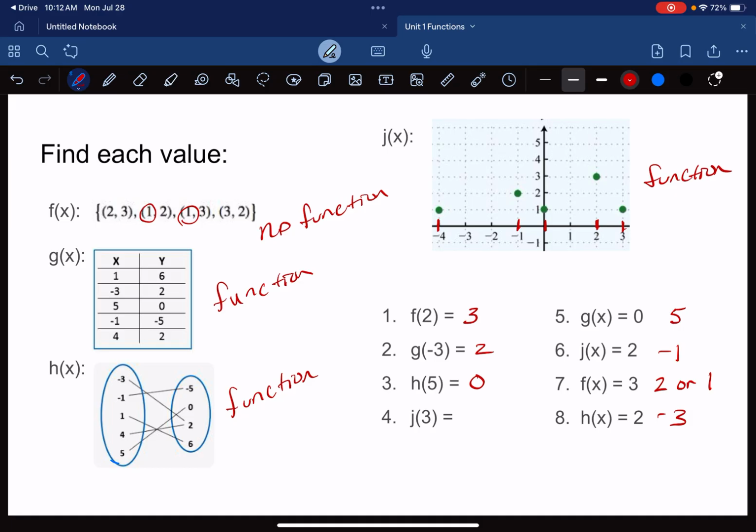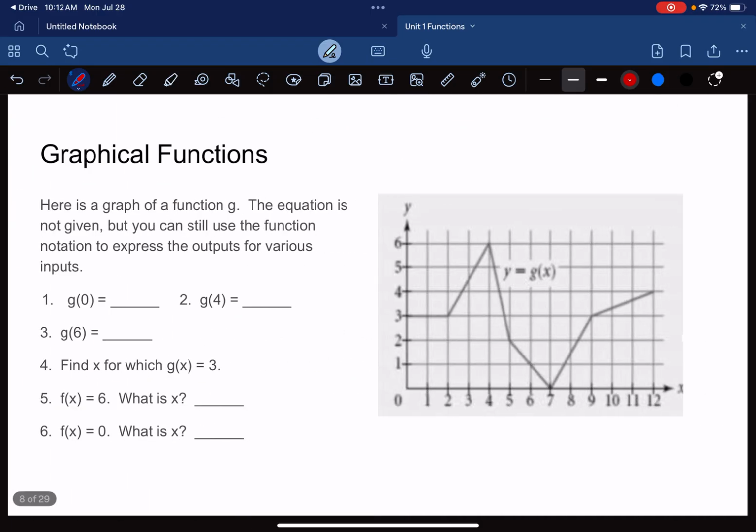Okay. Did we do j of 3? And j of 3 was 1. There we go. Okay. So graphical functions. Here's a graph of function g. The equation is not given to us, but we can use the function notation to represent the outputs of various inputs. So what is g of 0? Well, that means for an x value of 0, what's the corresponding y value? Well, it would be 3. For g of 4, I'm going to slide along here to 4, and I'm going to move up the graph until I get to this point right here, which is 6.